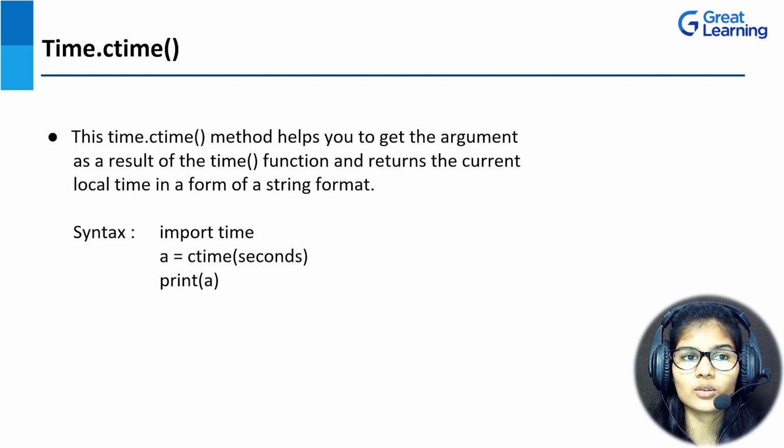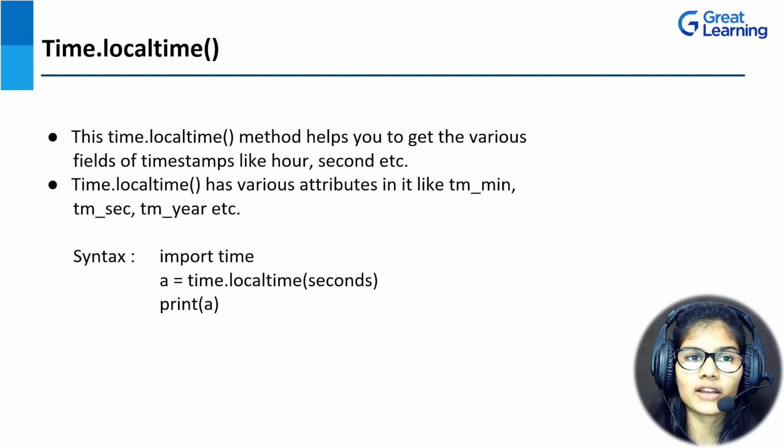Okay, let's go ahead, and here we have time.set time. Now, what is the set time method? It helps you get the argument as a result of which the time function returns the current local time in the form of a string format. So this function helps you return the current local time. Okay. Next, we have the local time.